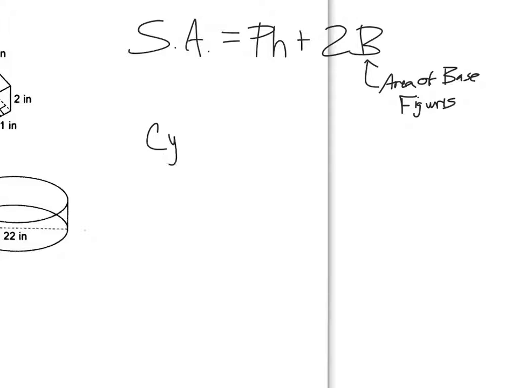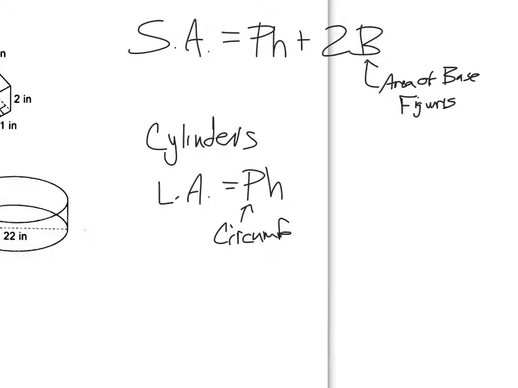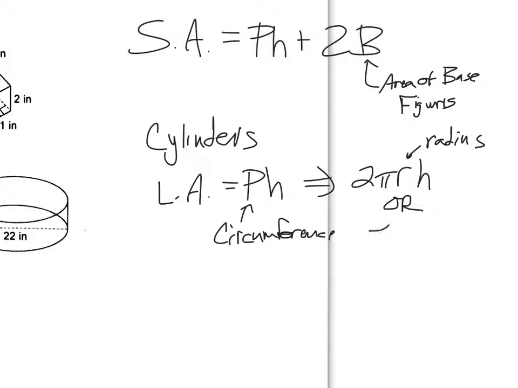All right, next we also have cylinders. With cylinders, lateral area is the same principle. It's P times H, but remember, we don't do perimeter. Instead, we do what is called circumference. So for a cylinder, we either use 2 pi r times H, if they give us the radius, or we use pi times d times H, where d is the diameter. H is still the height of the shape.